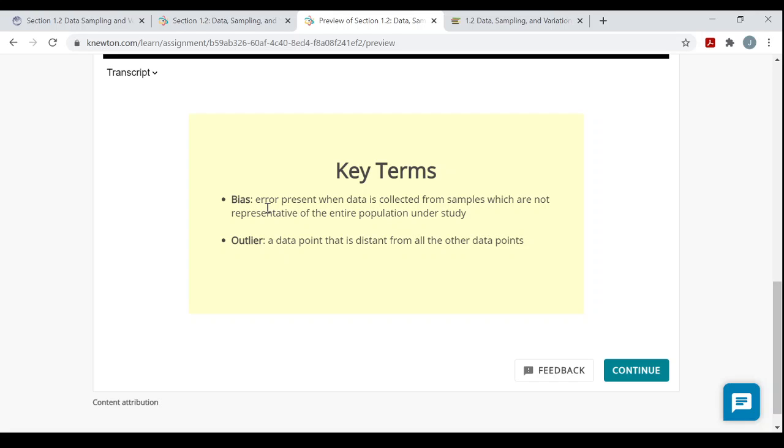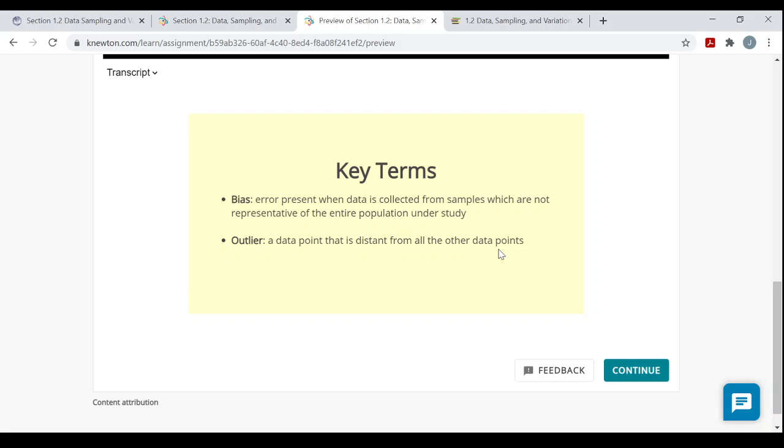Bias. I've already talked about the word bias, right? Error present when data is collected from samples which are not representative of the entire population under study. We talked about bias a little bit already. When there's an outlier present, you have a chance for some misleading data. An outlier is a data point that is distant from all other data points, right?